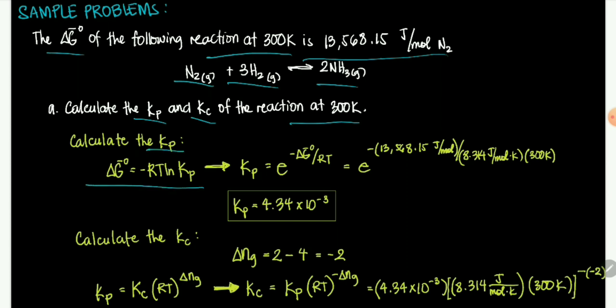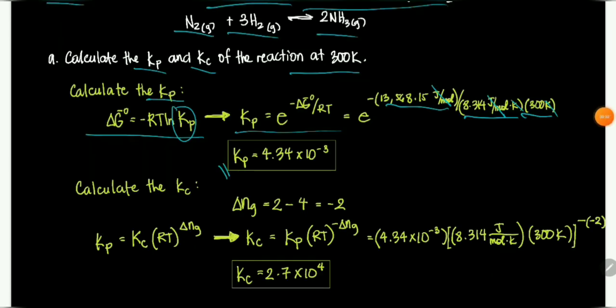So we will use the standard delta G is equal to negative RT ln Kp. So kapag in-express nyo itong equation na to in terms of Kp, Kp is equal to e to the negative delta G naught over RT. Okay? So substituting the values, we have e to the negative of the delta G, which is 13,568.15 joules per mole over R, which is 8.314 times the temperature 300 Kelvin. So makakancel yung joules per mole and yung Kelvin, so magiging dimensionless yung exponent ng ating Euler's number. So if we calculate this, we will get 4.34 times 10 to the negative 3 for the Kp.